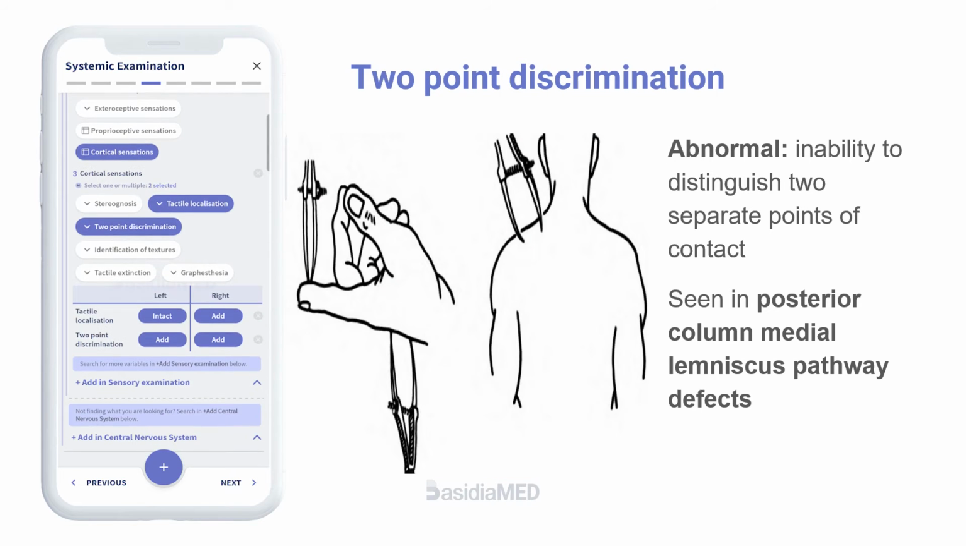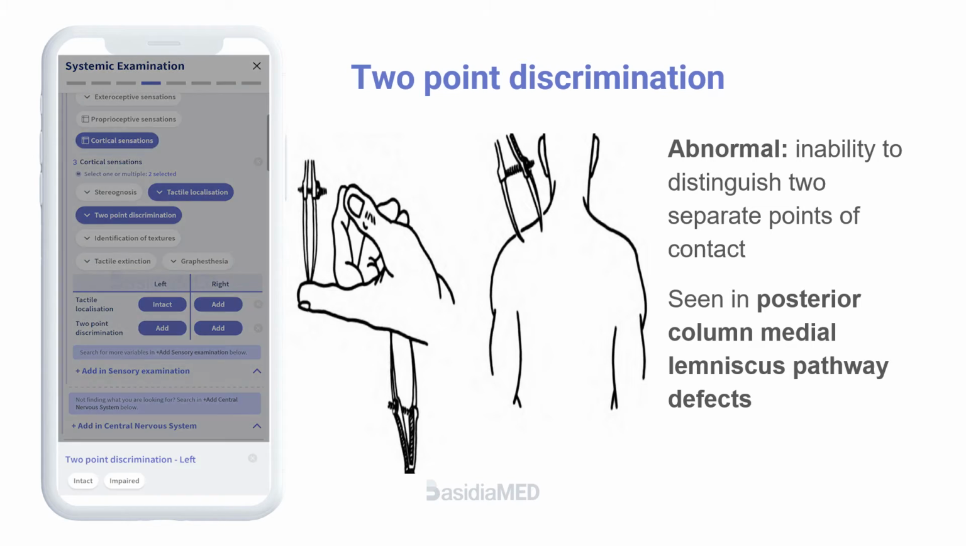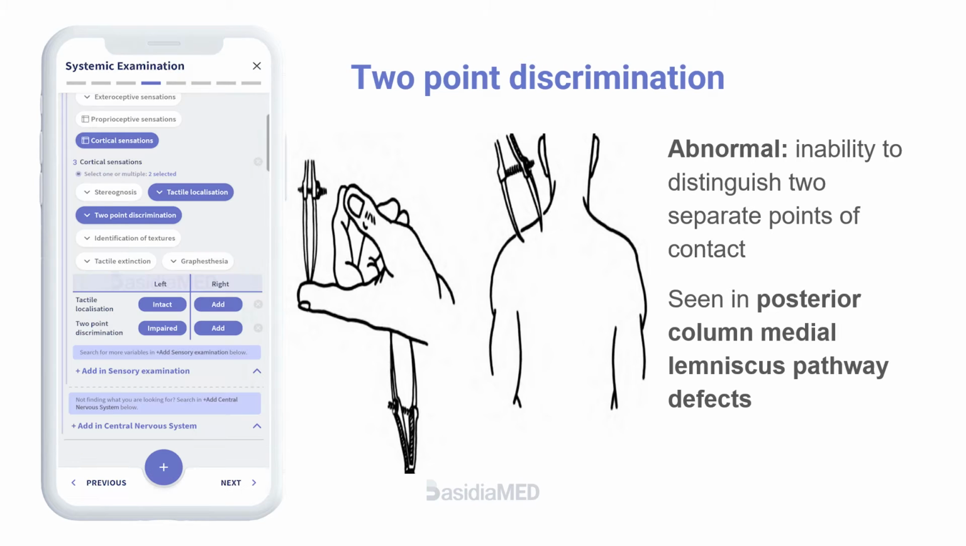Two-point discrimination is the ability to distinguish the contact of two separate points applied simultaneously to the skin. If two-point discrimination is lost in the presence of intact posterior column sensations, it indicates a parietal lobe lesion. It is impaired in posterior column medial lemniscus pathway lesions.